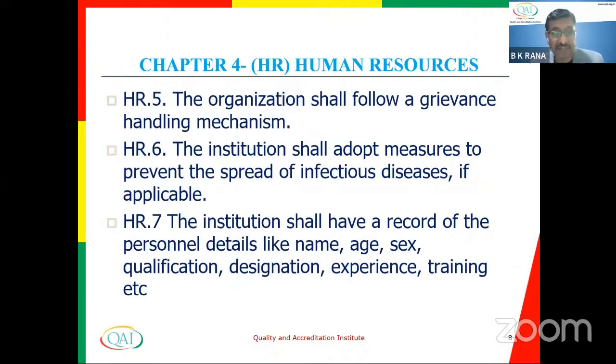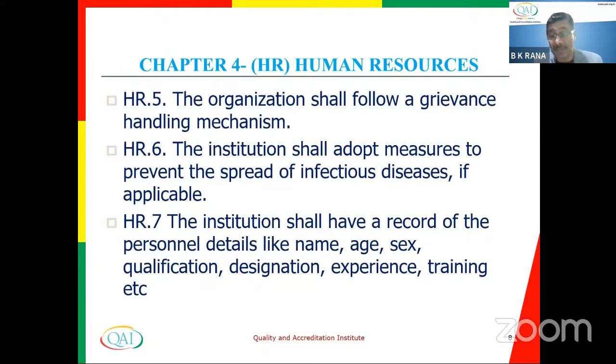The institution shall have a record of the personal details like name, age, sex, qualification, designation, experience, training, etc. So this is about personal file, personal record of all people. So there should be a personal file of everyone who is working there, and which at a minimum shall have these components which are just mentioned.